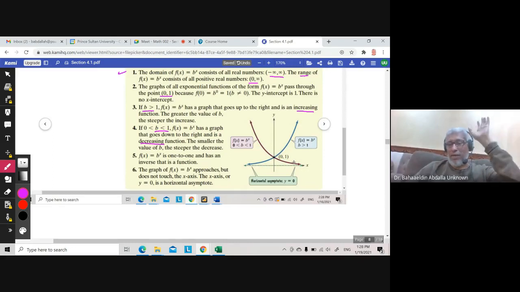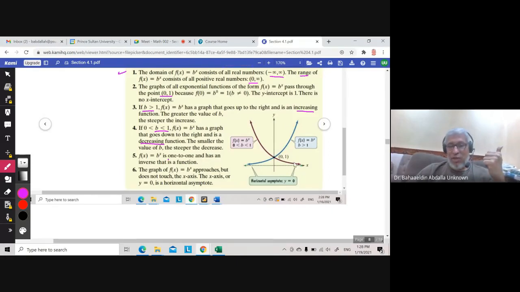Put it in your mind. This is the graph of the exponential function. If b is greater than 1, this is the graph. If b is less than 1, this is the graph. That's it. That's all you need to know. And the horizontal asymptote is the line y equals 0.